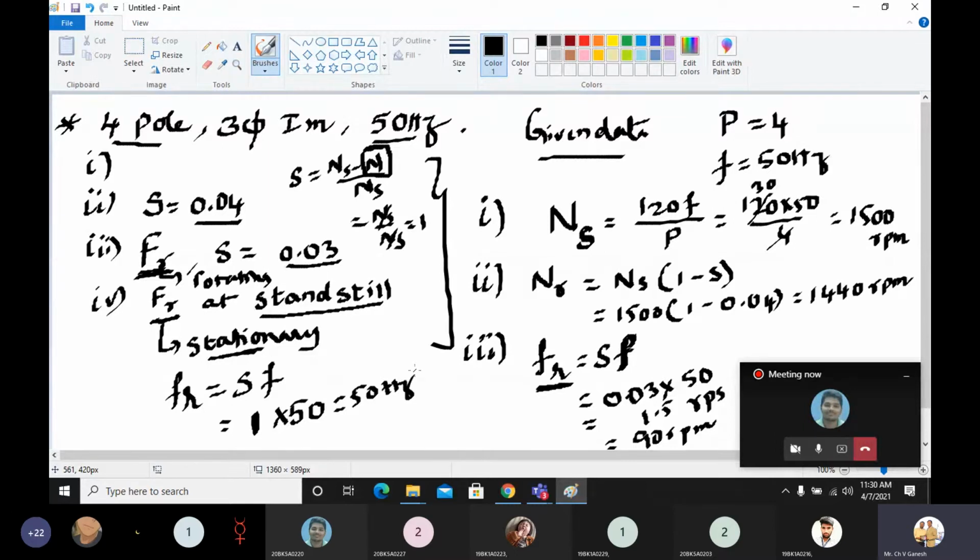Like this we have to find out the rotor speed, the synchronous speed, and next the frequency of the rotor currents. Like this we have to find out. We will do one more problem, then it will be easy.